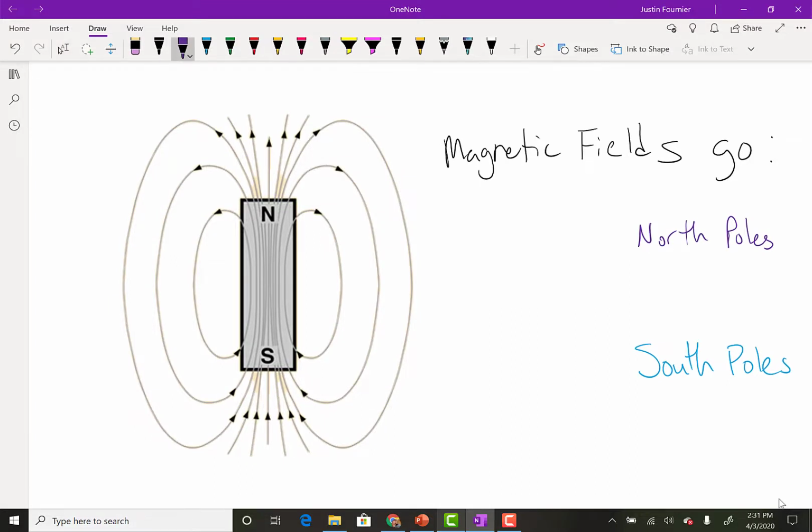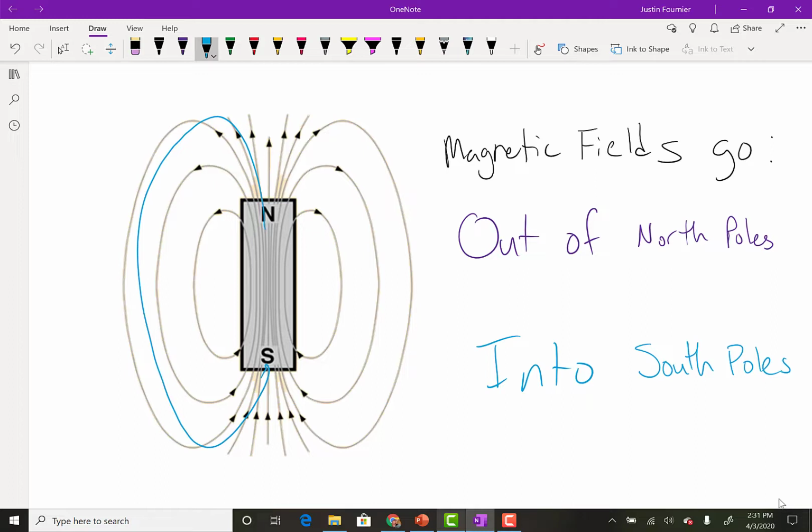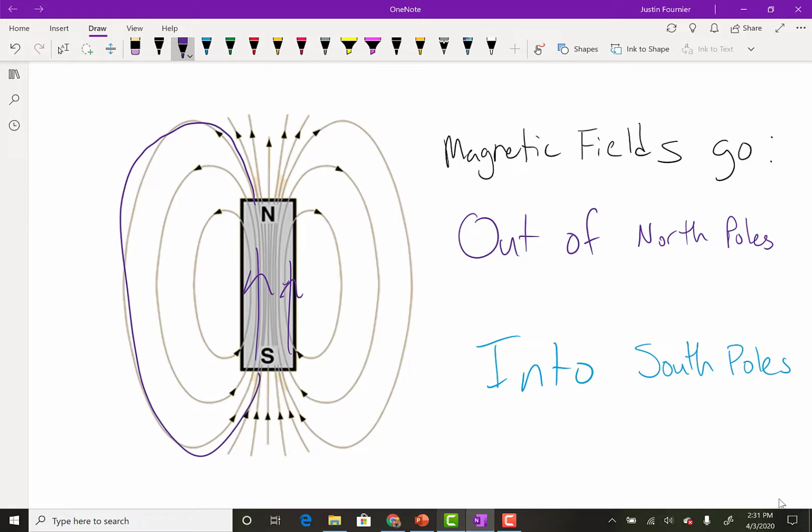But by convention, magnetic fields go out of north poles and into south poles. Again, this is a convention, just like we did with the electric field and positive charges and negative charges. Goes out of north poles into south poles. Although there is this stuff inside the magnet that's kind of interesting, is that the field actually keeps going this way. But then on the outside, it goes out of the north into the south, out of the north into the south, out of the north into the south.